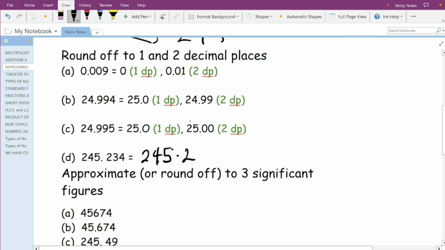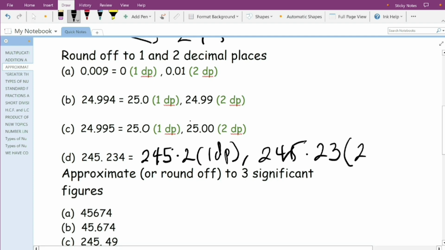Then to 2 decimal places, the same question, we count 2 digits after the decimal, 1, 2. So the second digit is 3. Now what determines if we add 1 to this 3 when we are taking this 4 away? If it's 5 or more. Since it's less than 5 and it's 4, we're throwing it away without adding 1 to this 3. So our answer to 2 decimal places is 245.23 to 2 decimal places.